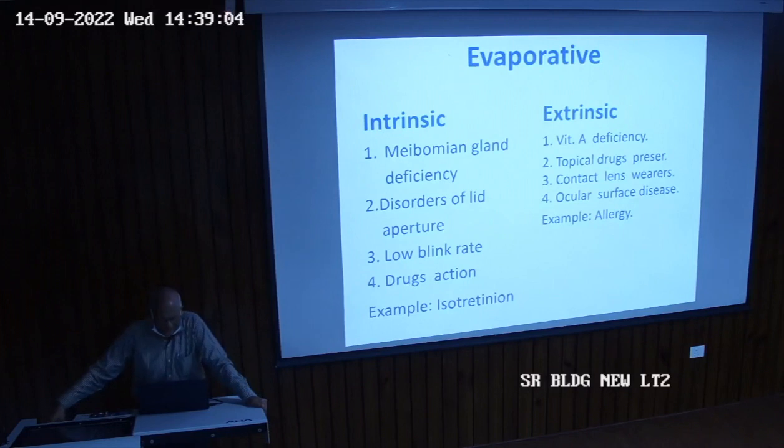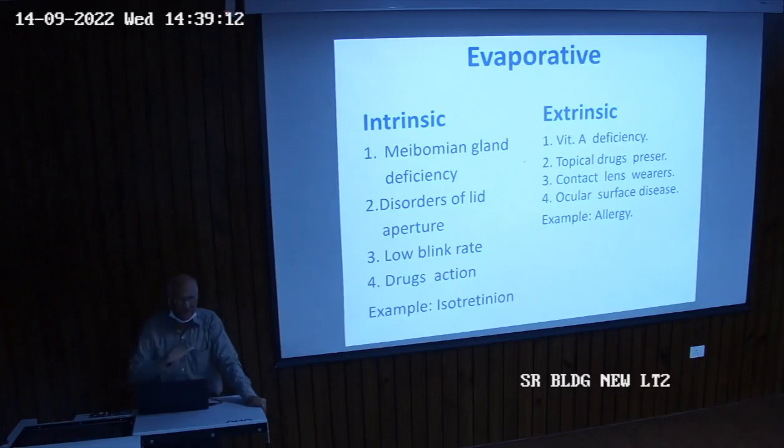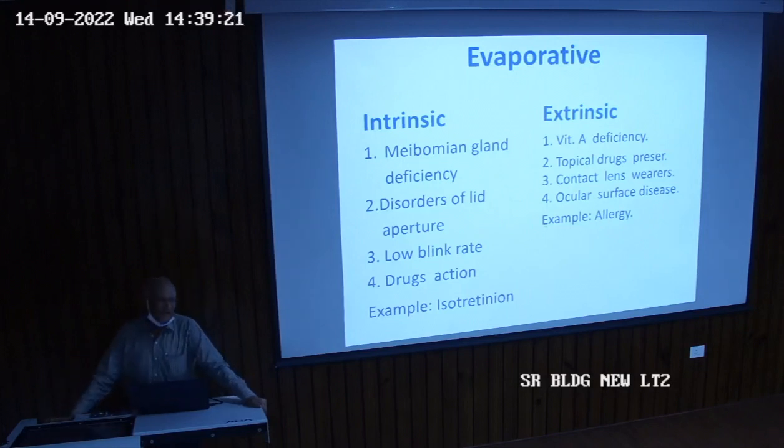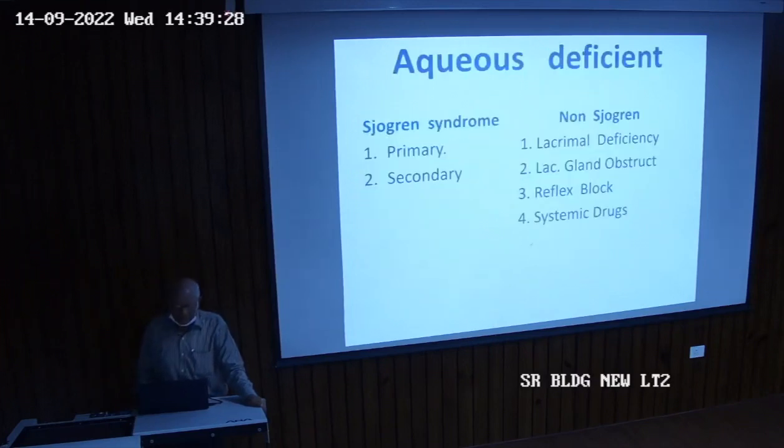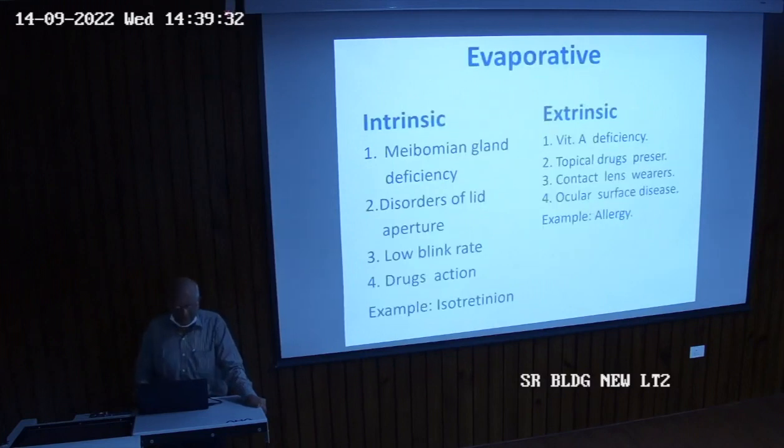Ocular surface disease, allergy, like string catarrh, vernal keratoconjunctivitis, all the fibrosis, follicles and papillae, they cause less secretion of mucin, causing dry eye. So these are some factors causing aqueous deficiency. These are the causes: Sjogren's and non-Sjogren's, and the more evaporative part, intrinsic factors and extrinsic factors.